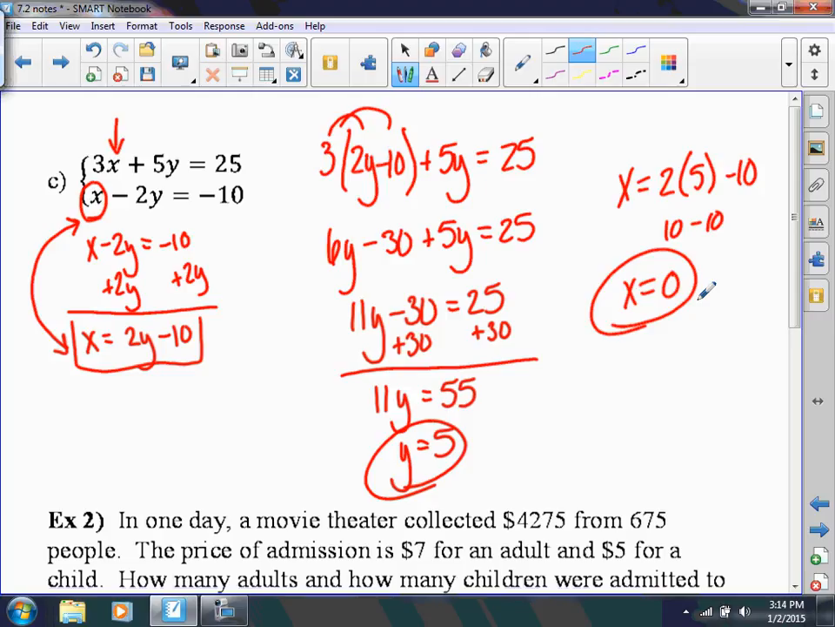Uh-oh, I got 0. I must have done it wrong. Oh no! No, it's okay. 0's a number. We did it fine. Okay, so 0, 5 should be my solution, but I'm going to check it and see.